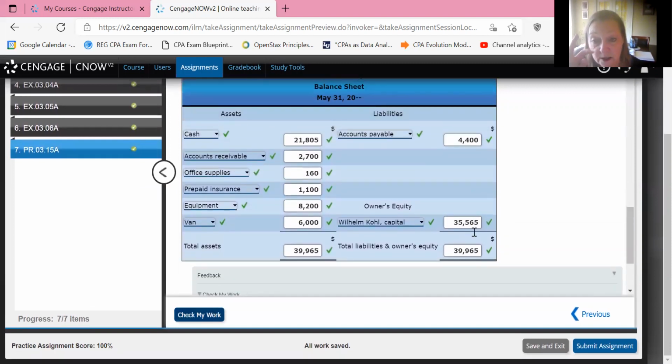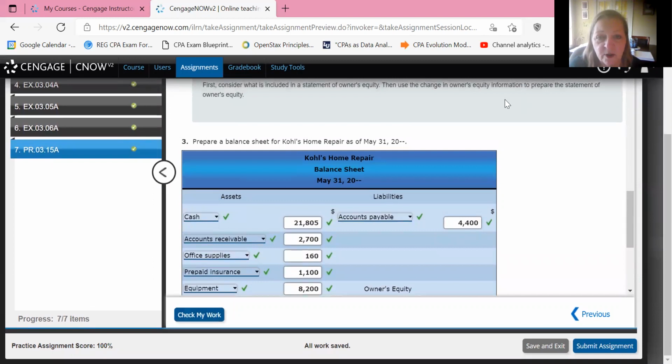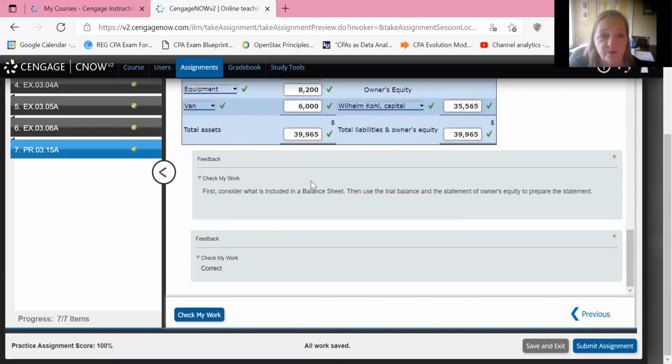It's ready to submit. And the other thing to notice about this one, the balance sheet has the company name, the words balance sheet under that, and then the date as of the last day of the month. It doesn't say for the month of, for the week of, for the year of. It says just that date, because remember, the balance sheet is as of a point in time, not a period of time.